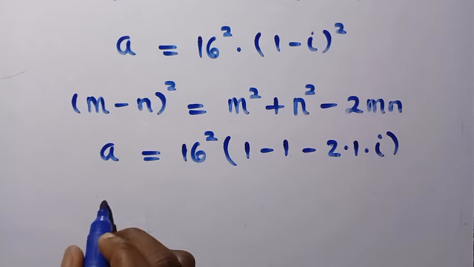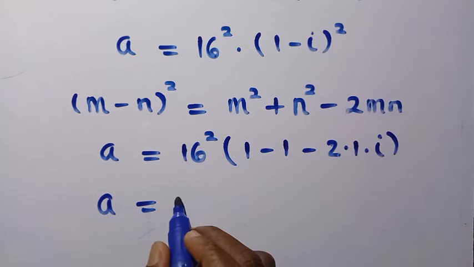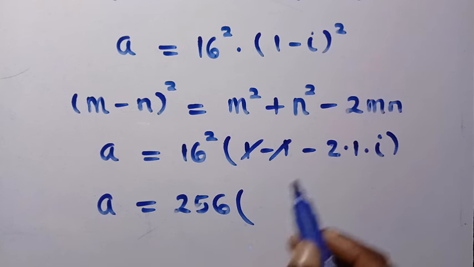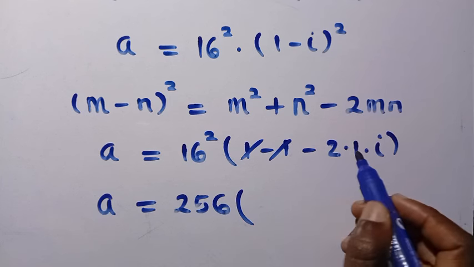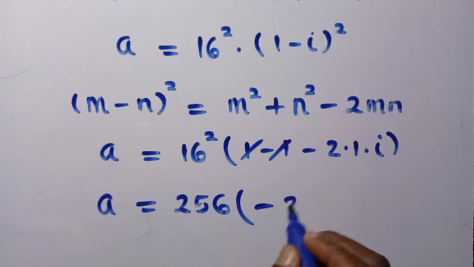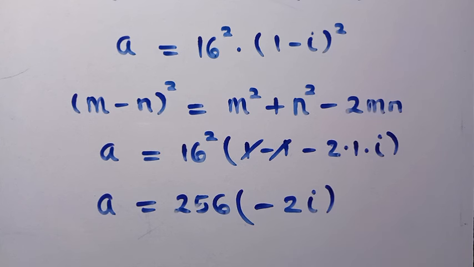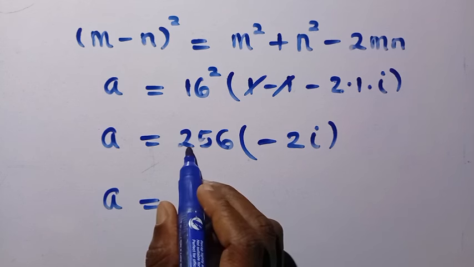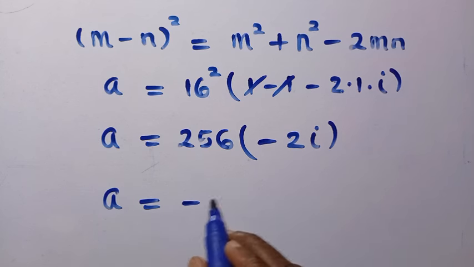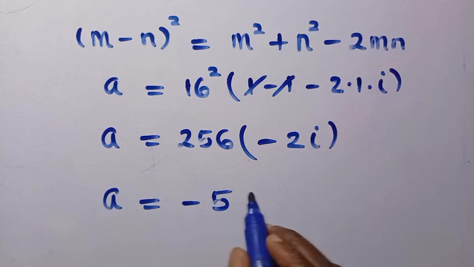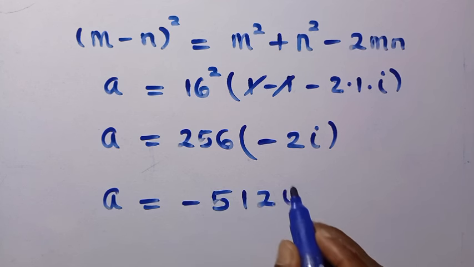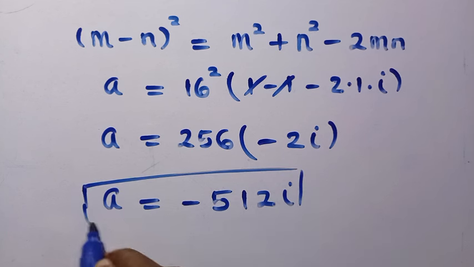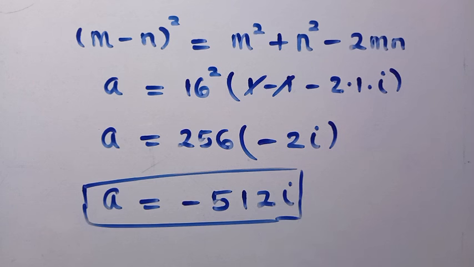After this, we have a equals 16 squared, that is 256 bracket plus 1 minus 1 cancelled, and minus 2 multiplied by 1 multiplied by i, this gives us minus 2i. And by multiplying these together, we are going to have a equals, we multiply 256 by 2, we have it as minus 512 times i. This is the value of a that satisfies this problem.